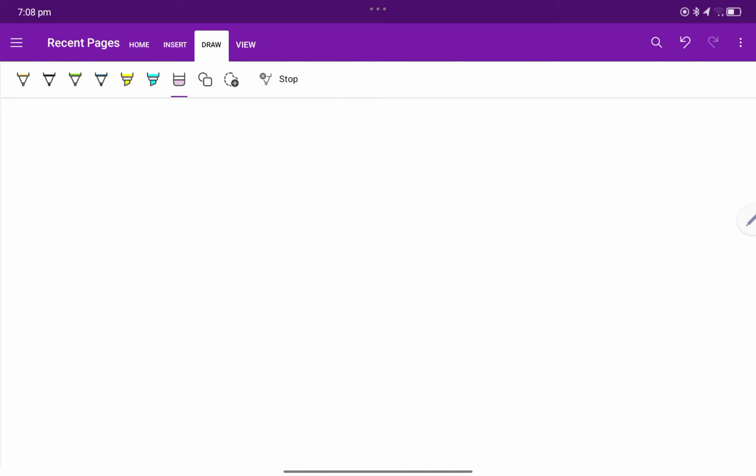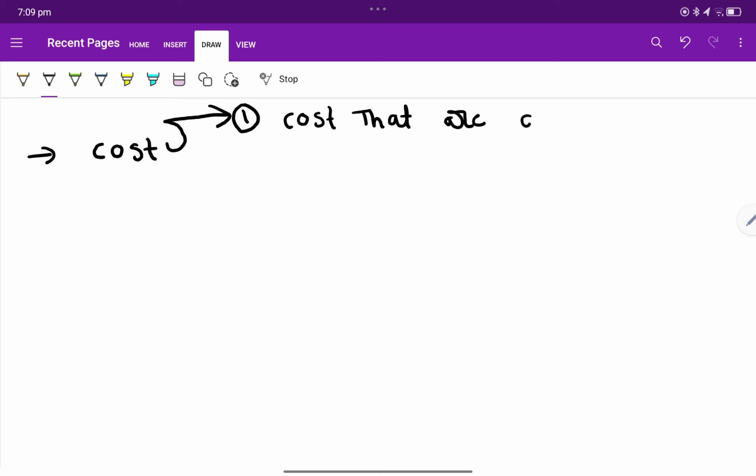Next we are going to discuss the components that need to be included in the cost. So cost, basically I will classify it into three parts. First one is direct cost, cost that are directly related to a specific contract.